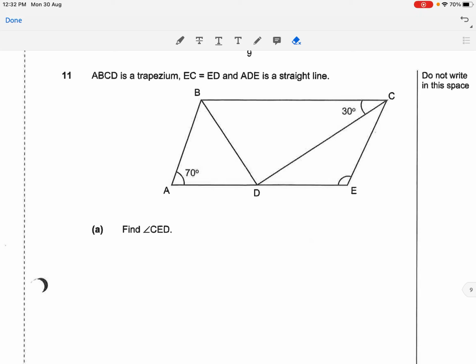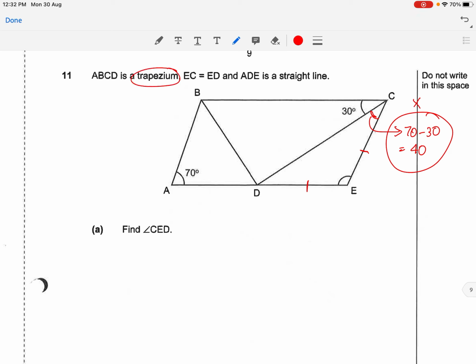Okay, question 11. ABCD is a trapezium. So EC and ED are equal, so I can put my marking here to indicate that they are equal. Now there are some pupils whereby you assume that it's a parallelogram and you did this. You did 70 minus 30 equals 40. Now for pupils who belong to this category, you did not read this. There is nothing in the question that says that ABCE is a parallelogram.